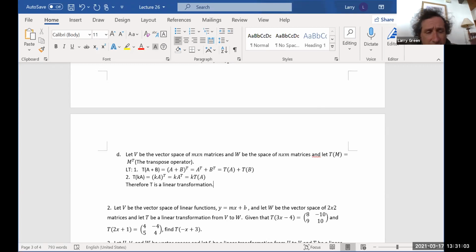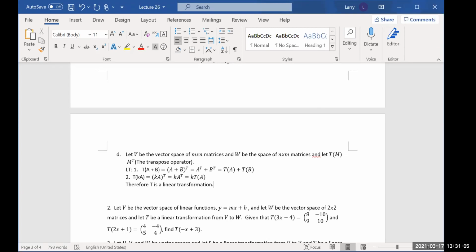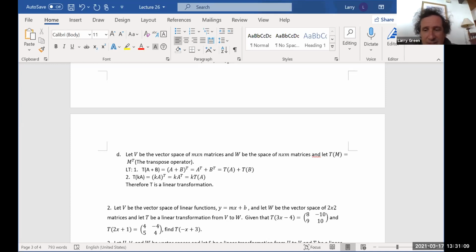Did I lose you anywhere? No, that makes sense. So if you want to show a linear transformation, you show 1 and 2. We've had a lot of 1 and 2 in our class. Have you noticed? They're all kind of similar. To show it's a vector space, there's a 1 and 2. To show it's a linear transformation, there's 1 and 2. And they're both almost the same 1 and 2s. Okay. Any questions on part D?